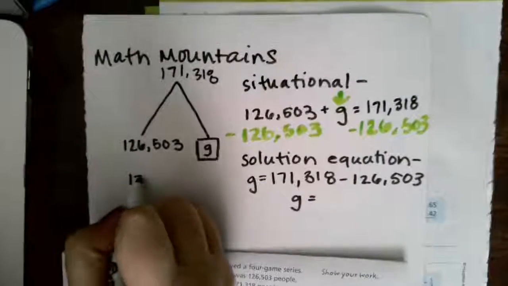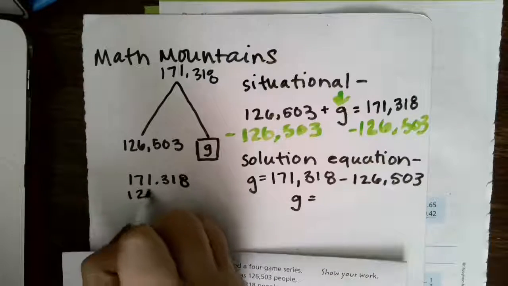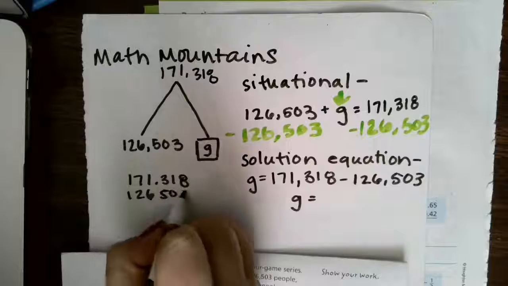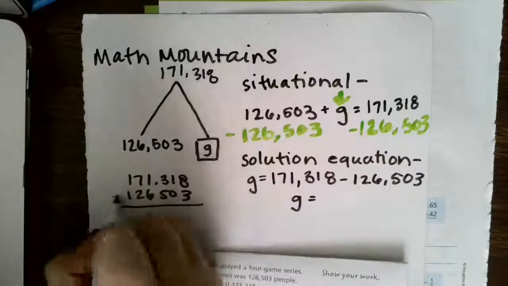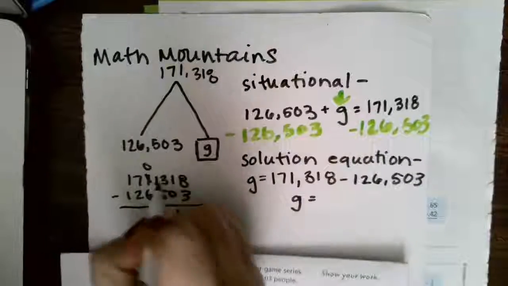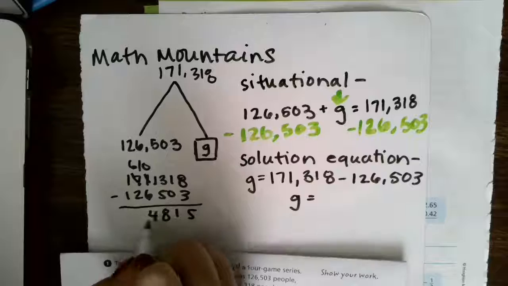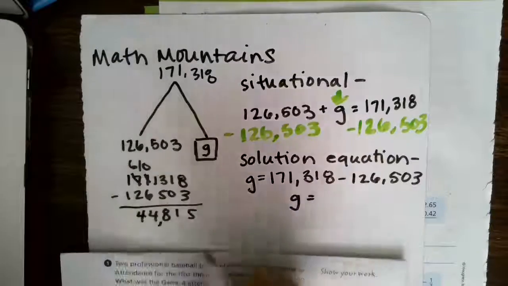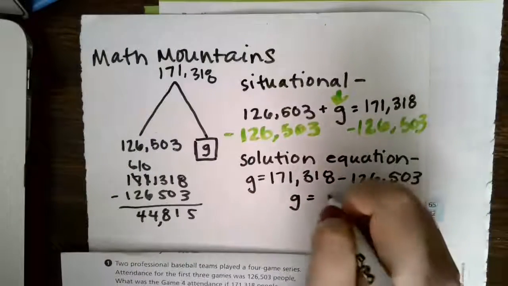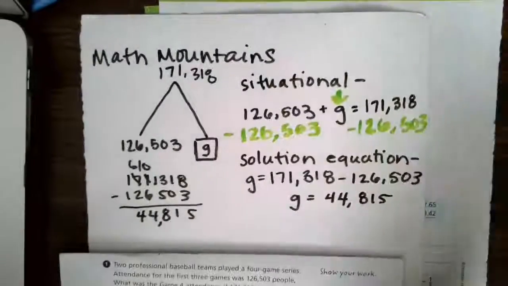So 171,318 minus 126,503. Looks like G equals 44,815.